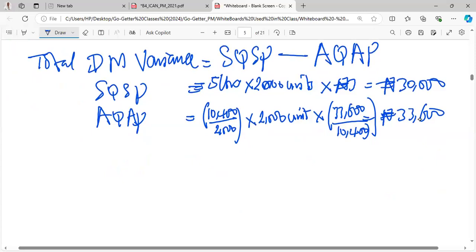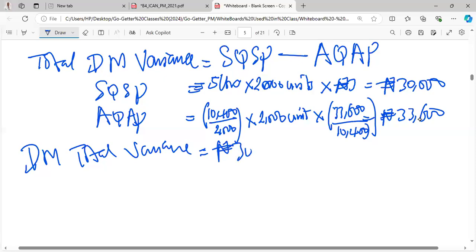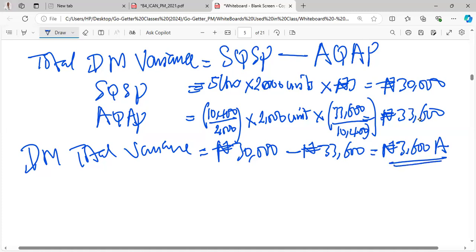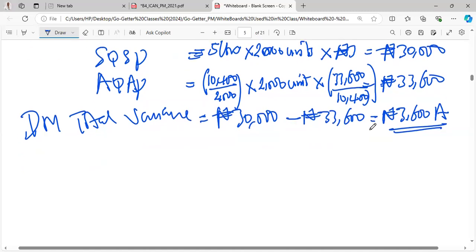So now we've gotten our standard quantity, standard price. All we need to do is direct material total variance, which is going to give us 30,000 minus 33,600. This is going to give us 3,600 adverse. So you don't put brackets again. Once the answer is negative, put adverse. So you want to check, where did it come from? Is it from price? Is it from usage?